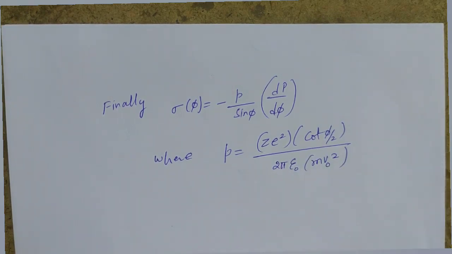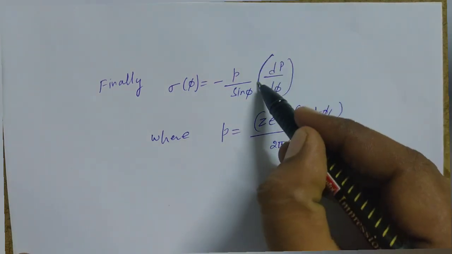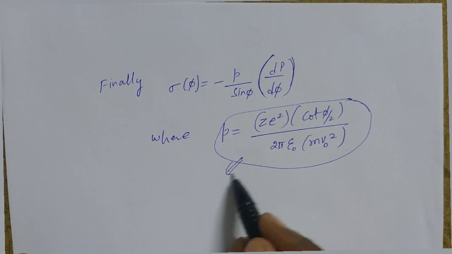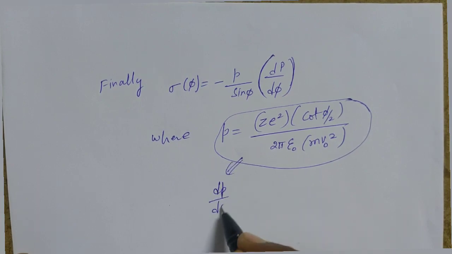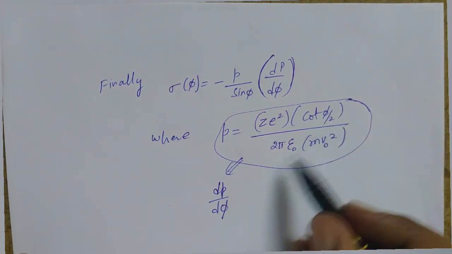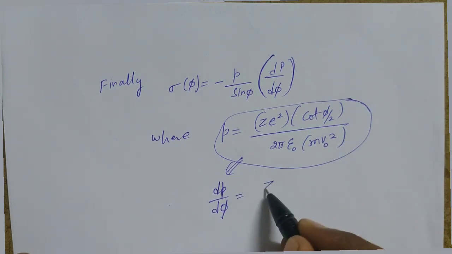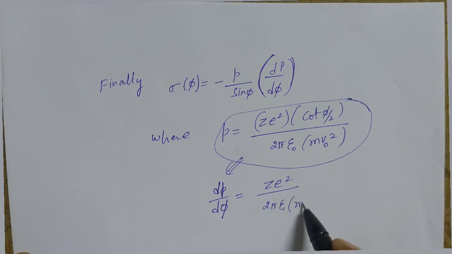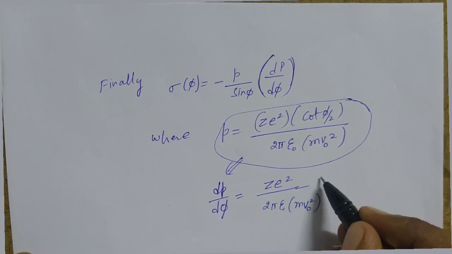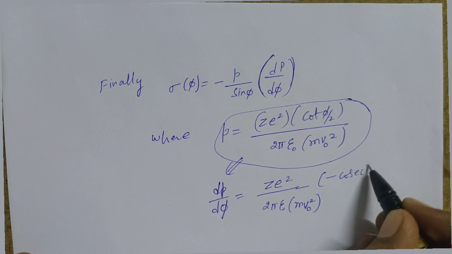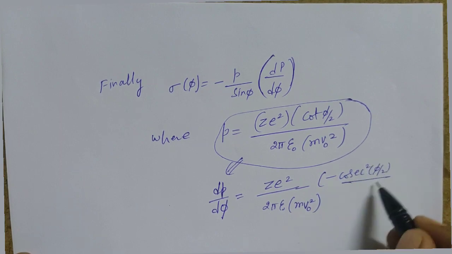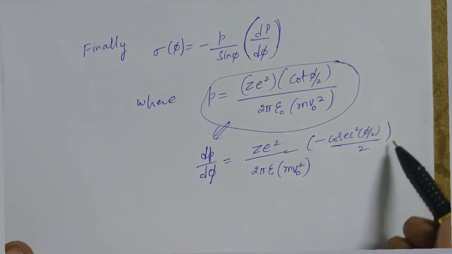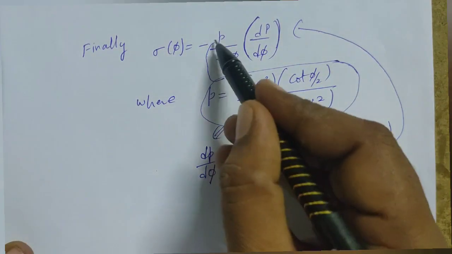Okay, fine. So now this term is required, dp by d phi. So if I do the differentiation of this with respect to phi, what is the cot differentiation? Cosec square. So dp by d phi will be equal to ze square by 2 pi epsilon naught m v naught square. Differentiation of that cot will be minus cosec square phi by 2 by 2. Okay, fine. So now put back this here, and the p value is here.